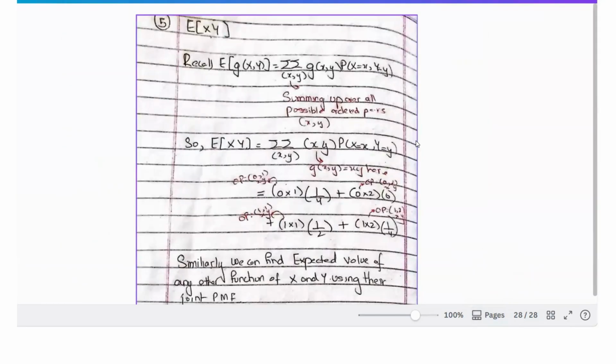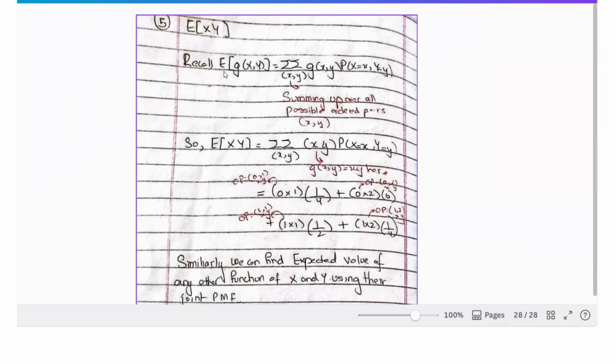Lastly, I want to look at how we can use the joint PMF of x and y to find expected value of a function of both x and y. So far, we've looked at how we can find expected value of x, expected value of just a function of x, expected value of y, expected value of just a function of y. We now want to look at how we can find expected value of a function of both x and y, such as expected value xy.